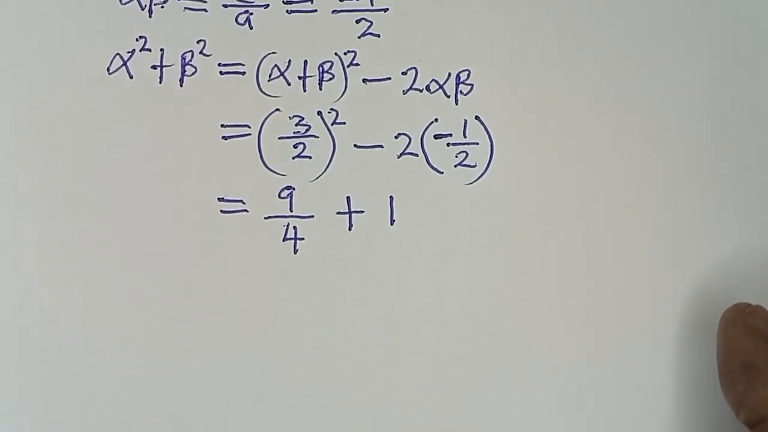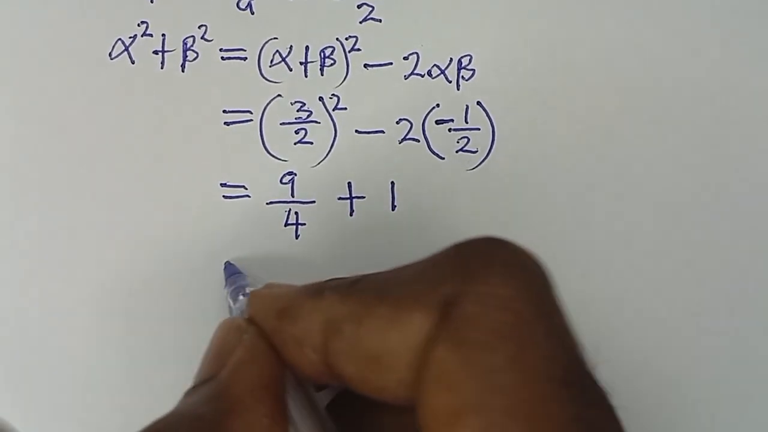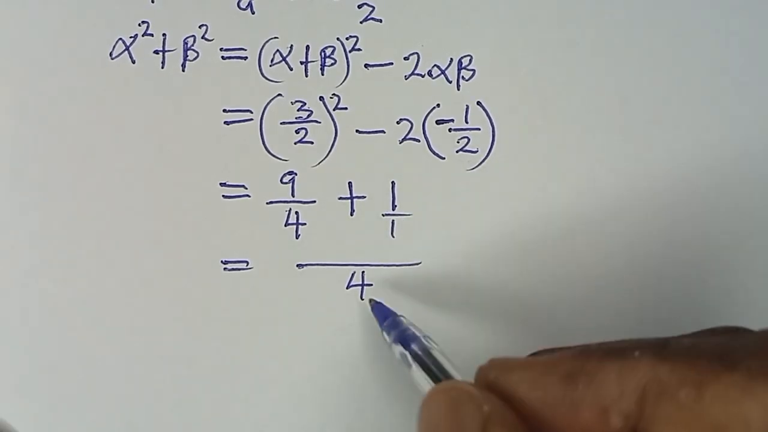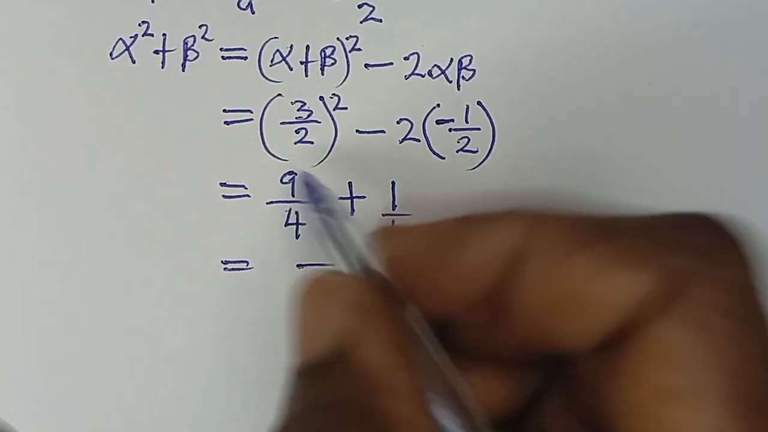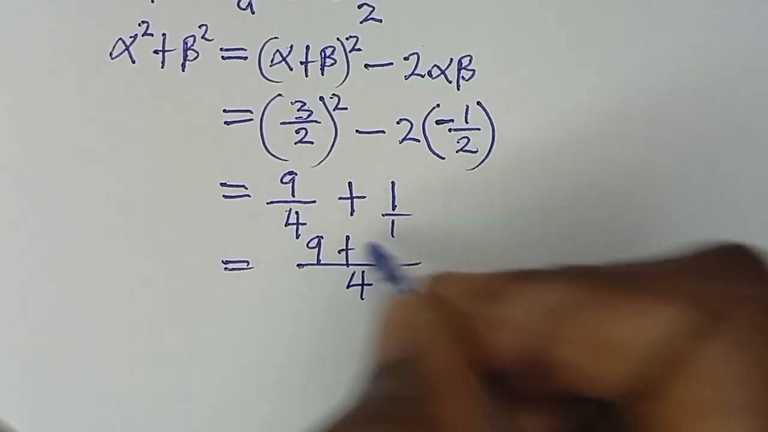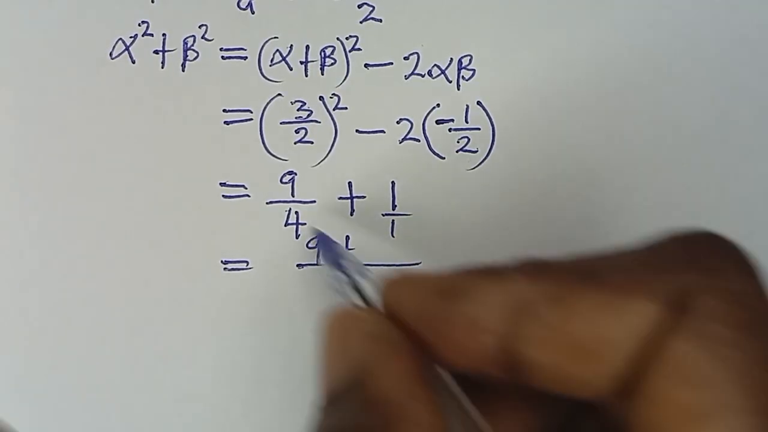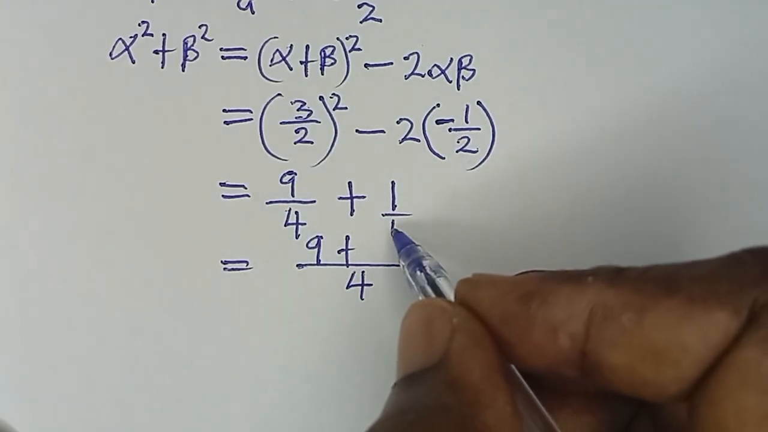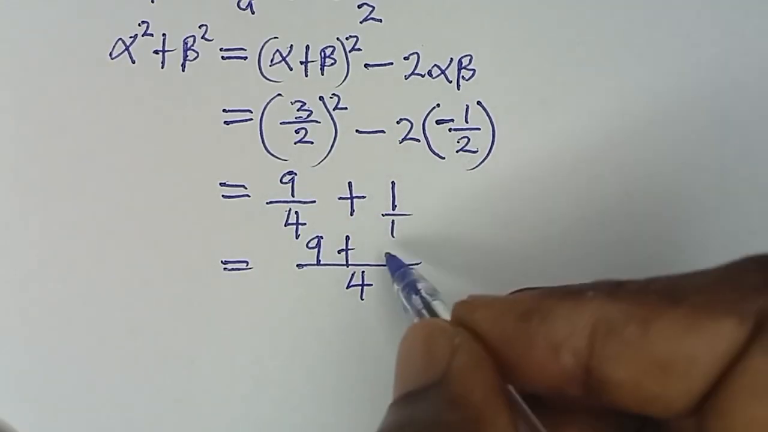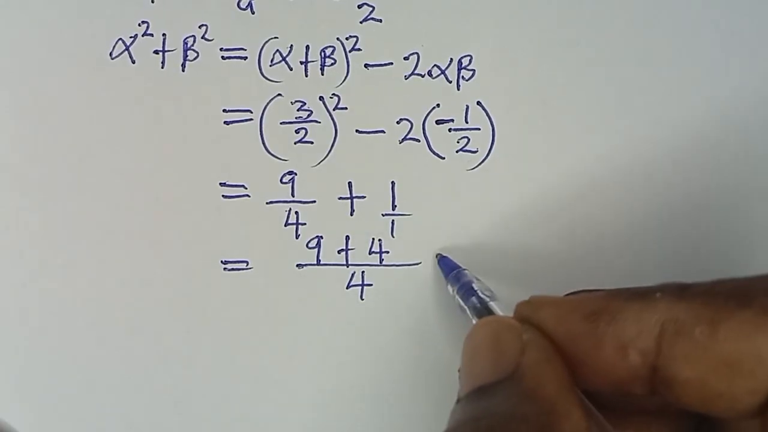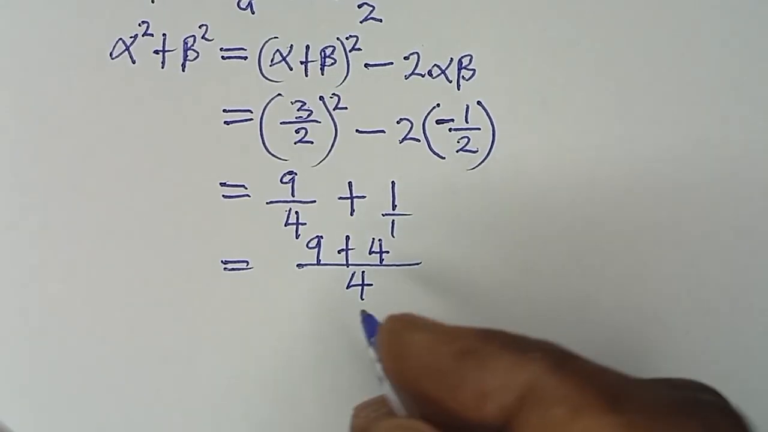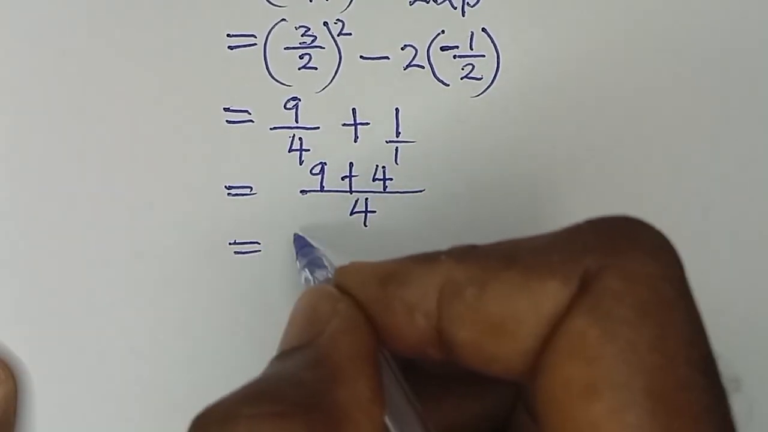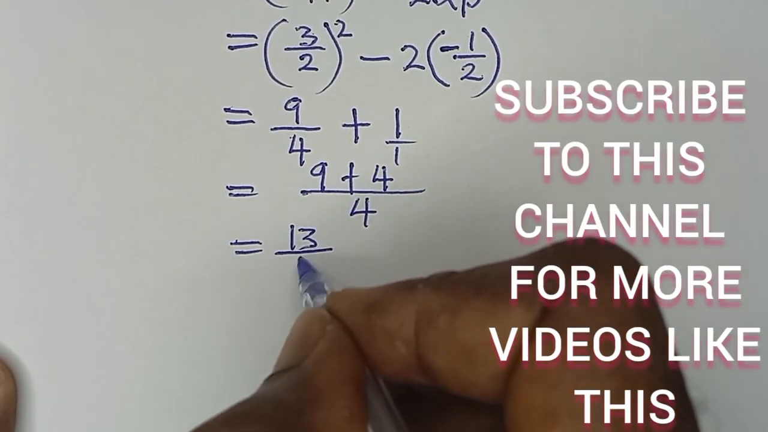And then when we work that further, 9 over 4 plus 1, we have the LCM as 4. Don't forget this is like 1 over 1. So 4 divided by 4 is 1 times 9 is 9. Plus 4 divided by 1 is 4, then 4 times 1 is 4. So that will give us the answer, which is equal to 9 plus 4, that is 13 all over 4.